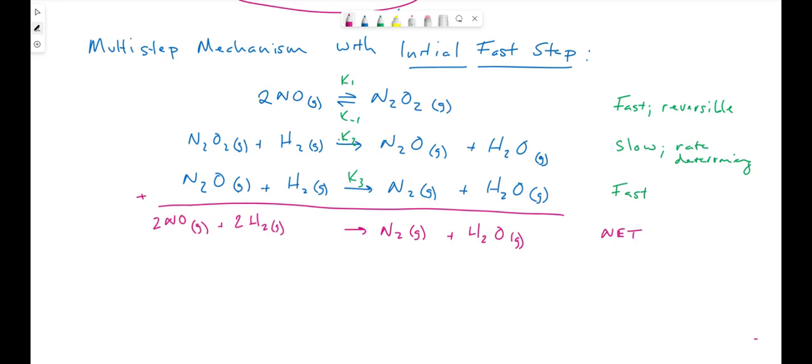So based on the logic that we talked about in the previous example, we should be able to predict what we think the experimental rate law should be for the overall reaction that's written in pink, simply based on which of these steps is going to be slowest.